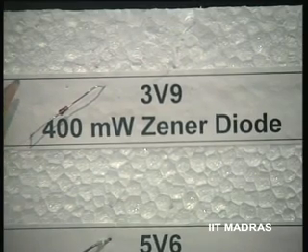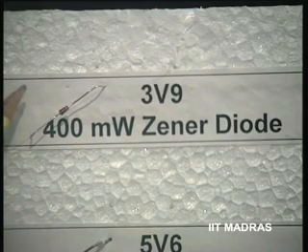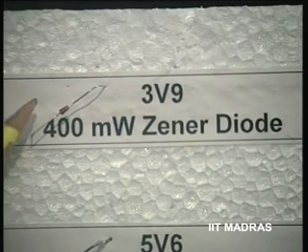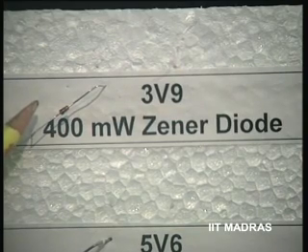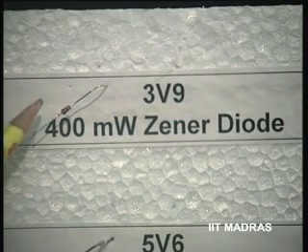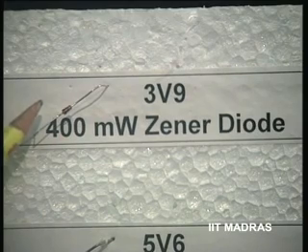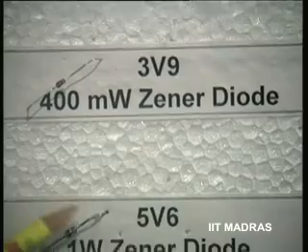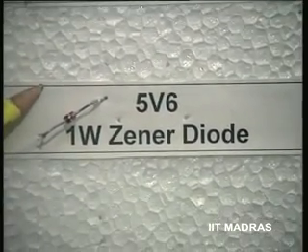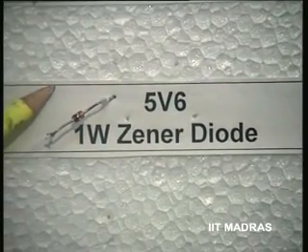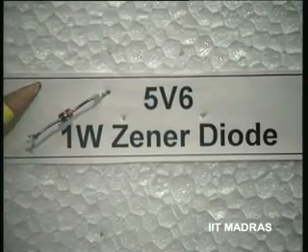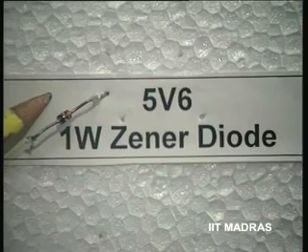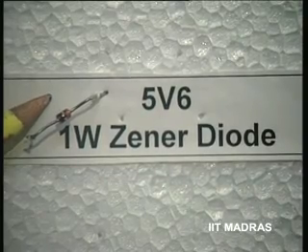Now, consider a series of Zener diodes being shown to you. As the size itself indicates, this is a low power Zener diode, 400 milliwatts, 3.9 volts. 3.9 volts is the breakdown voltage of the Zener. The next one has 5.6 volts breakdown voltage, but higher wattage, a 1 watt Zener, slightly bigger in size, and the power rating is higher.